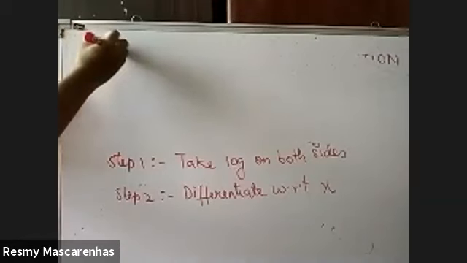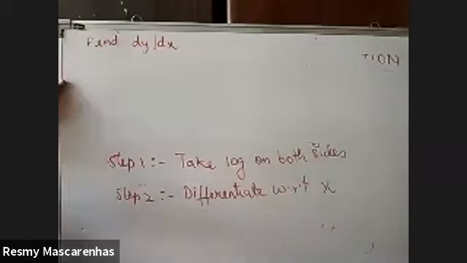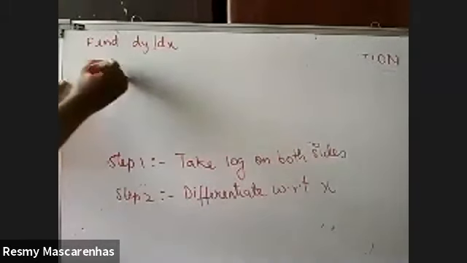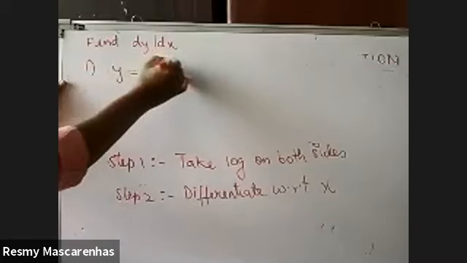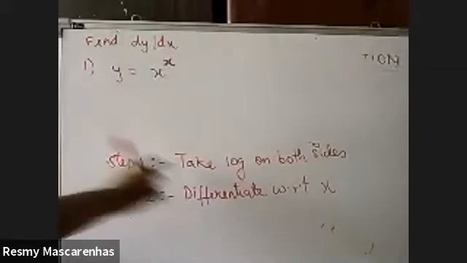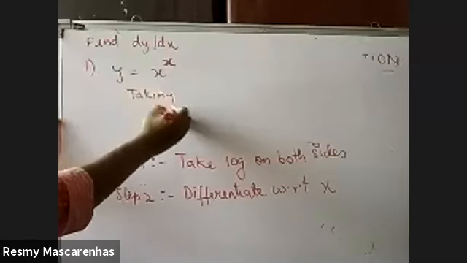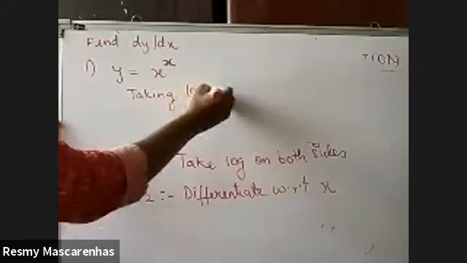The question is find dy by dx. So first, y is equal to x raised to x. Now if you notice, this is function raised to function. So follow the first step, right? Taking log on both sides. This you have to write, log on both sides.